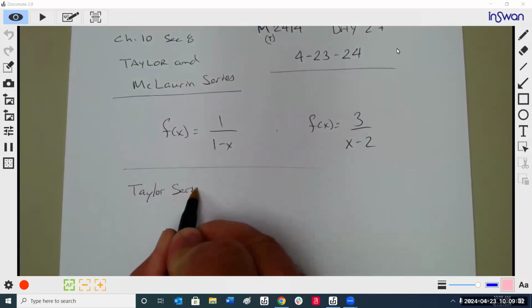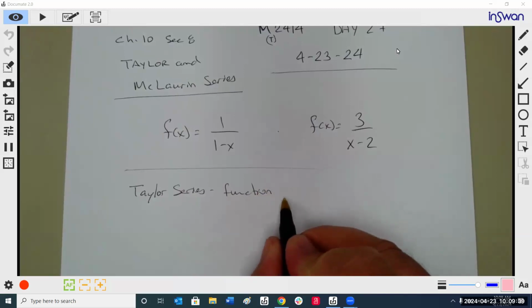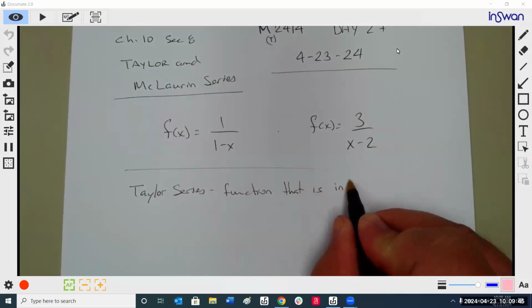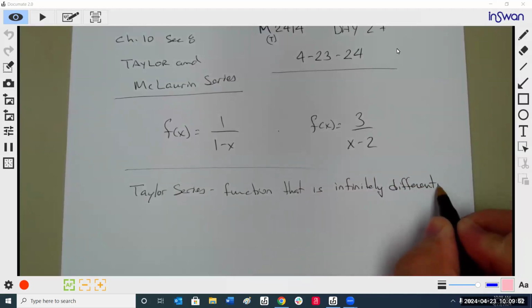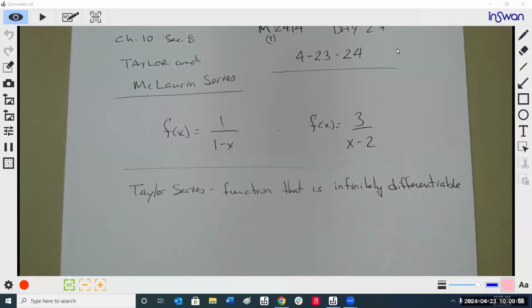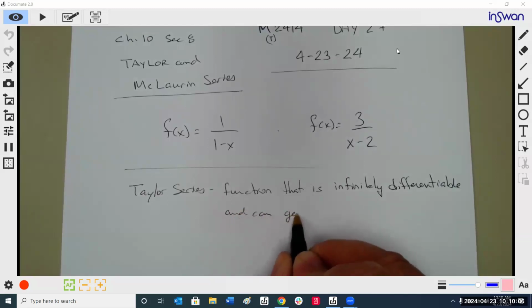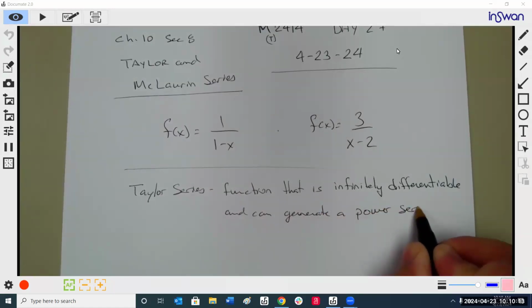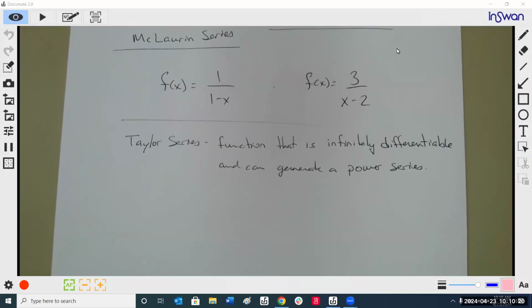A Taylor series is a function that is infinitely differentiable and can generate a power series. All right.